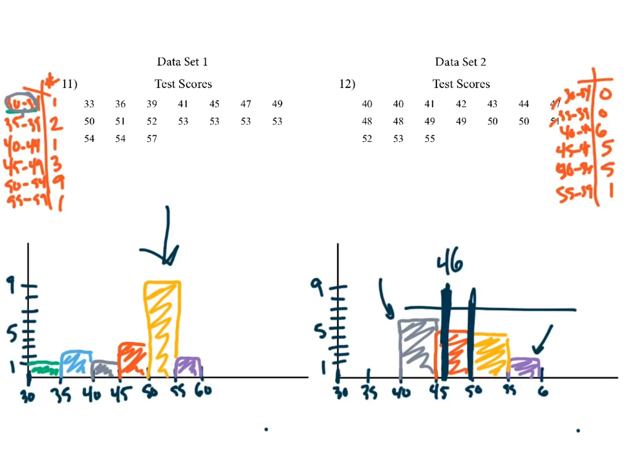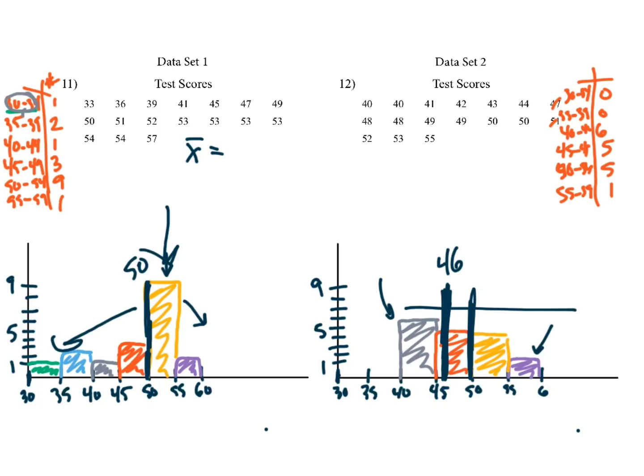Whereas data set 1, we've got a whole lot right here, and then very little to the right and very small pieces to the left. So it's probably going to be pretty close to 50 would be my guess for the median and the mean. Okay, so let's find the mean for both of them first. So if I go 33 plus 36 plus 39 plus 41 and so on.